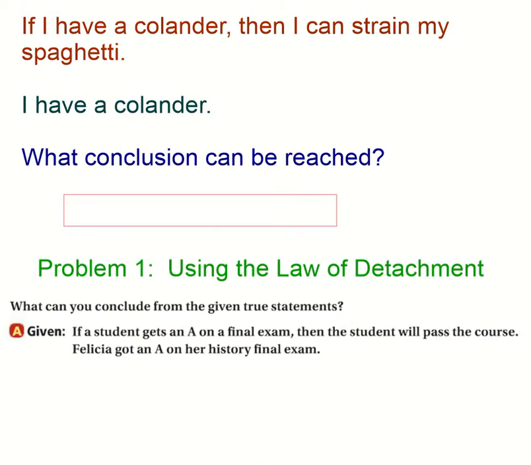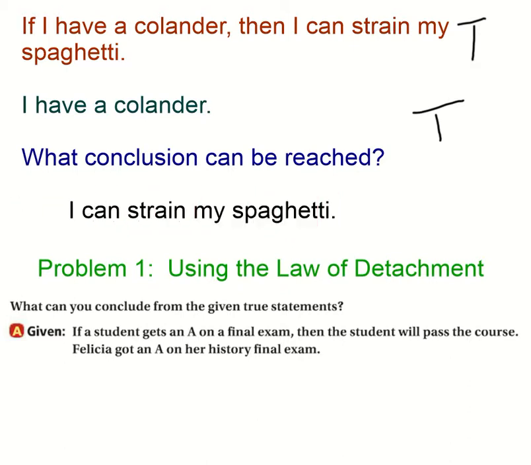And so here's a statement that we have. It says if I have a calendar, then I can strain my spaghetti. And so we know that this statement is true. We also know that I have a calendar, which is true. So what conclusion can be reached from that? Well, I can then strain my spaghetti. And that is true then as well.